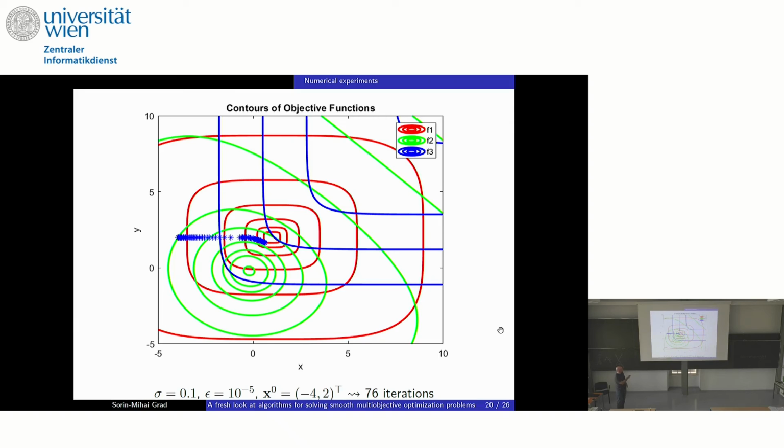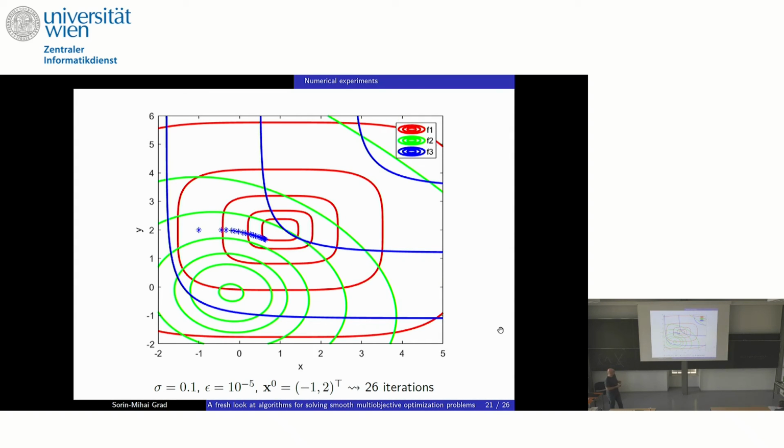Starting here to here, we have 70-something iterations and so on. So basically, it works for every starting point we proposed. The algorithm delivered something.